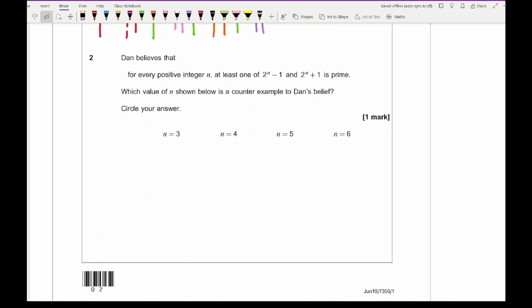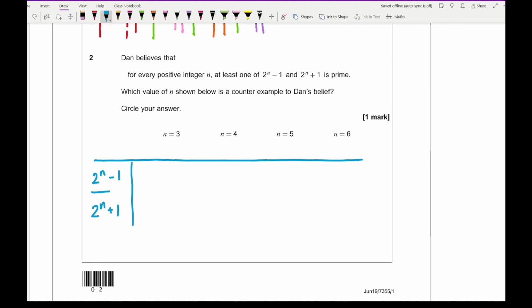Then moving on to question 2, it says Dan believes that for every positive integer of n, at least one of 2n minus 1 and 2n plus 1 is prime. Which value of n shown below is a counterexample of Dan's belief? You need to circle your answer. So again, what we could do is do 2n minus 1 and then do 2n plus 1, and set this up for those 4 options.